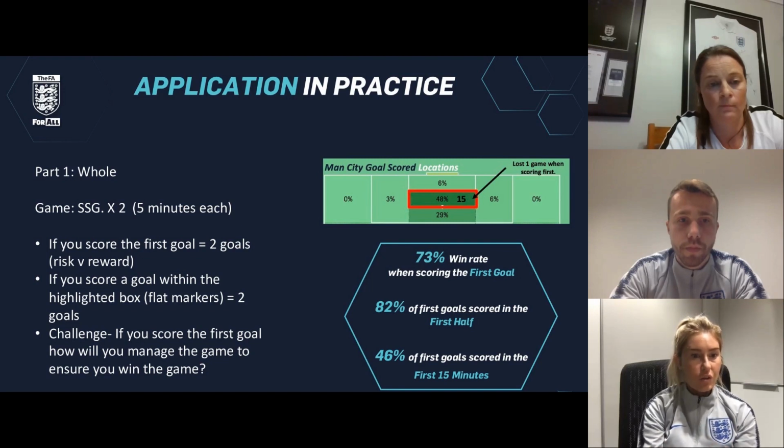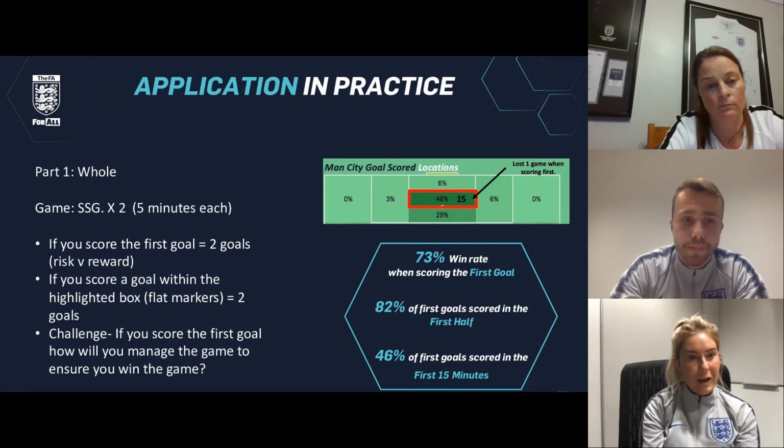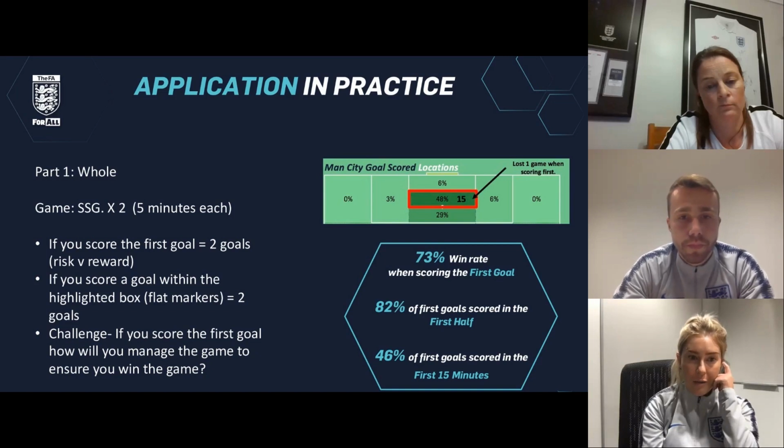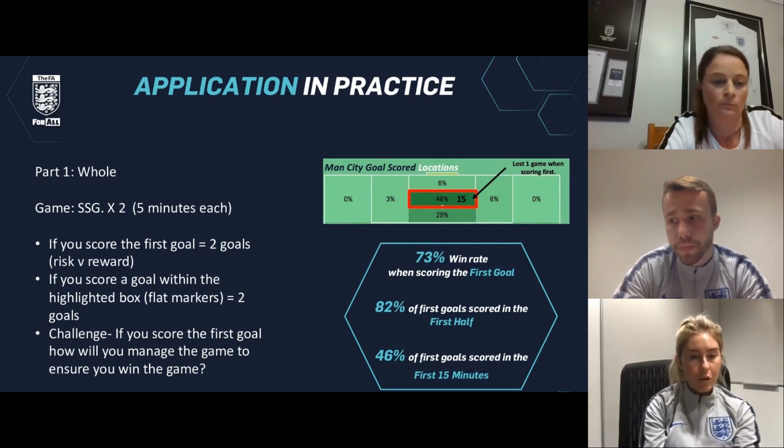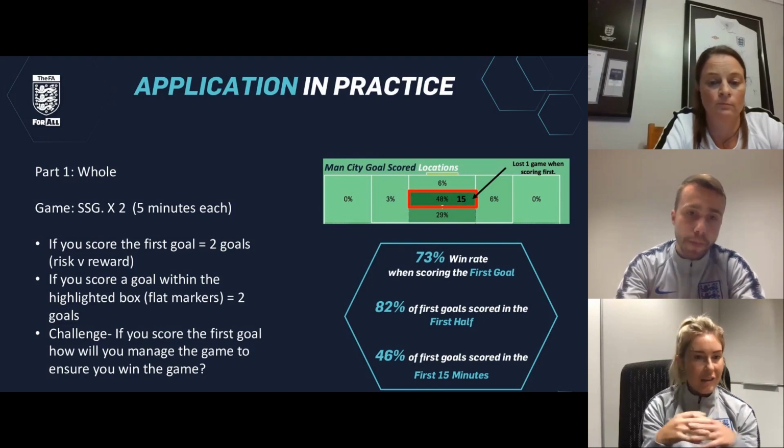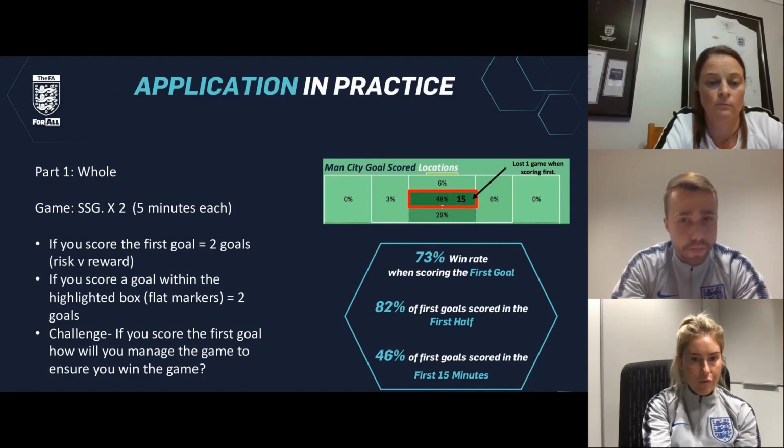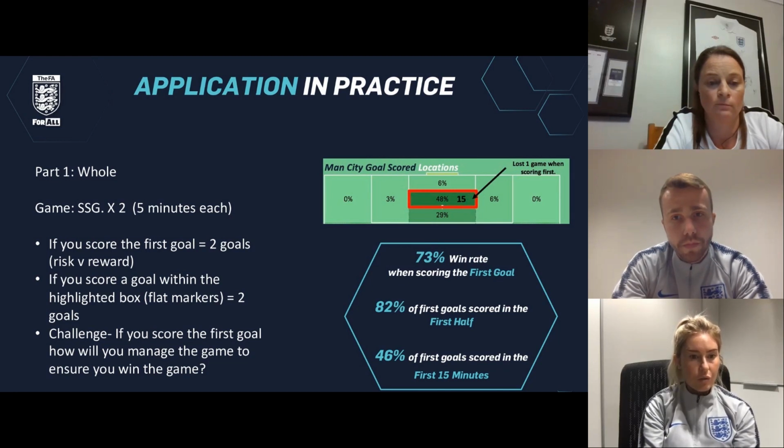If you score the first goal, you get 2 points. So it's worth 2 goals. So therefore, there's a real emphasis on scoring that first goal, but also defending it, not allowing that first goal to go in. It's the risk versus reward around how eager are we to score that first goal versus how eager are we to defend it. If you score the first goal, or if you score a goal at all within the highlighted box, which we can highlight with flat markers, which would represent the red box there on the image on the right-hand side, that second 6-yard box, again, it equals 2 goals.